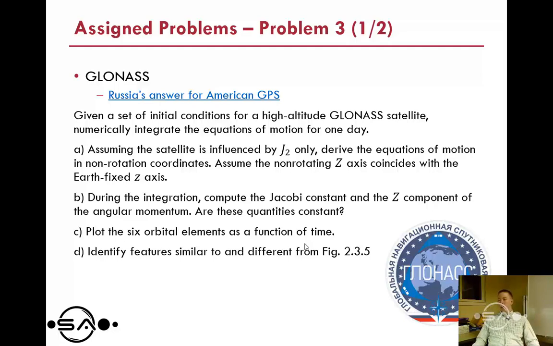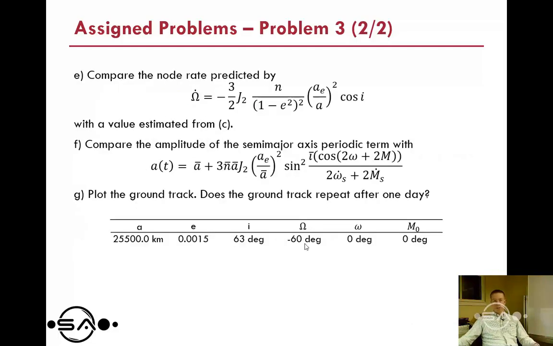Then, during the integration, you're going to compute the Jacobi constant and the z component of the angular momentum, determine if they're constant, plot the 6 orbital elements over time, and then identify features similar to and different from figure 2.35. In other words, show me the secular and the periodic variations of the orbital elements, which will be reproduced on the solution so you can have a look at them if you haven't already done the homework, which you should have. You should also have the text so that you can refer to it.